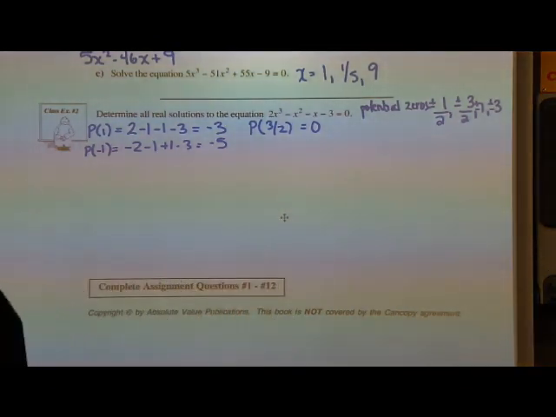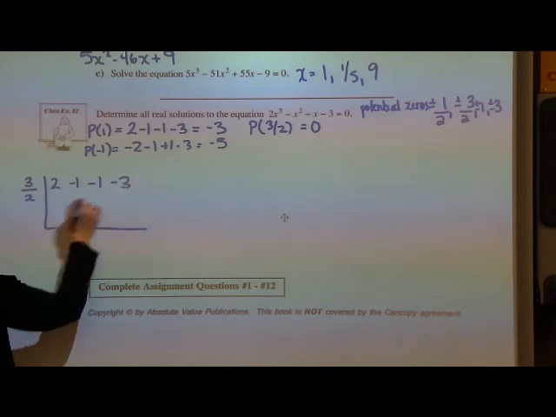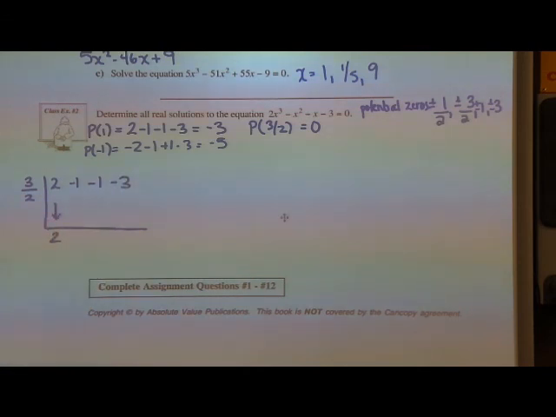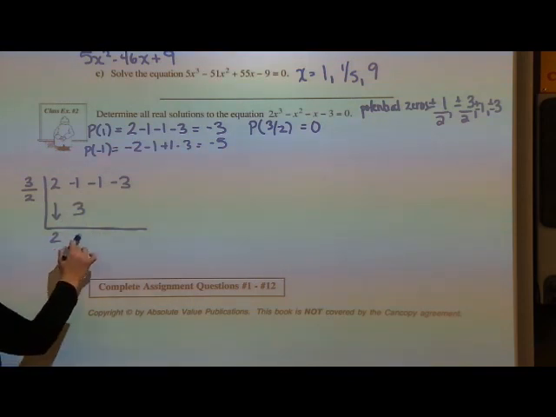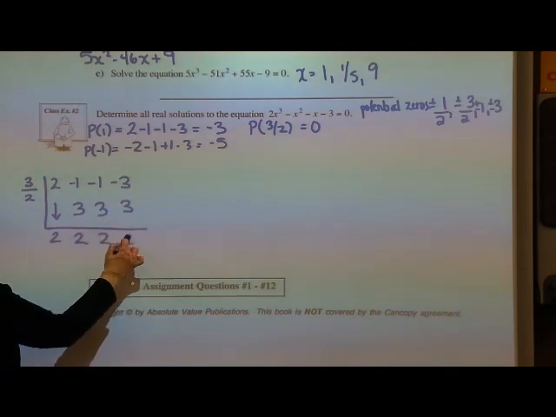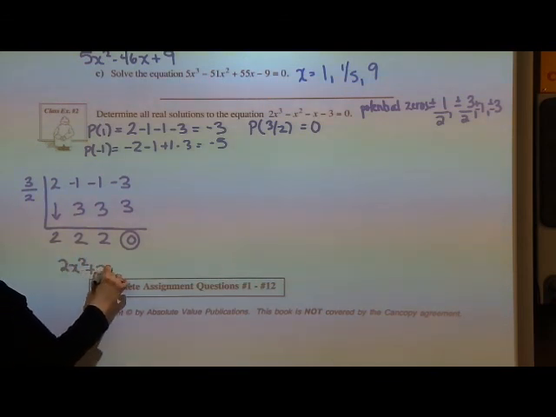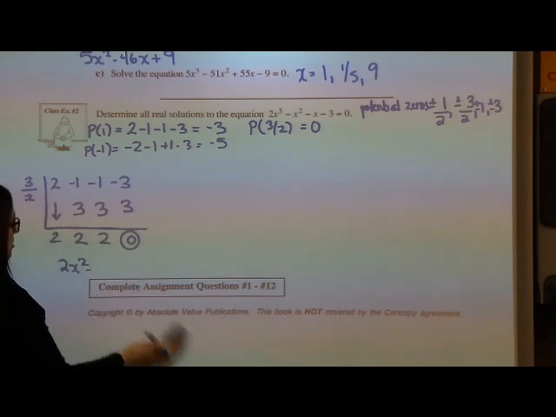So now I can do the synthetic division. Negative 1, negative 1, negative 3. So if I take 3/2 and multiply it by 2, what do I get? 3. 3. If I take negative 1 and I add 3, I get, multiply that by 3/2 and I get, add and I get 2, multiply again and I get 3, and there's my 0. So now I have the factor 2x squared plus 2x plus 2.